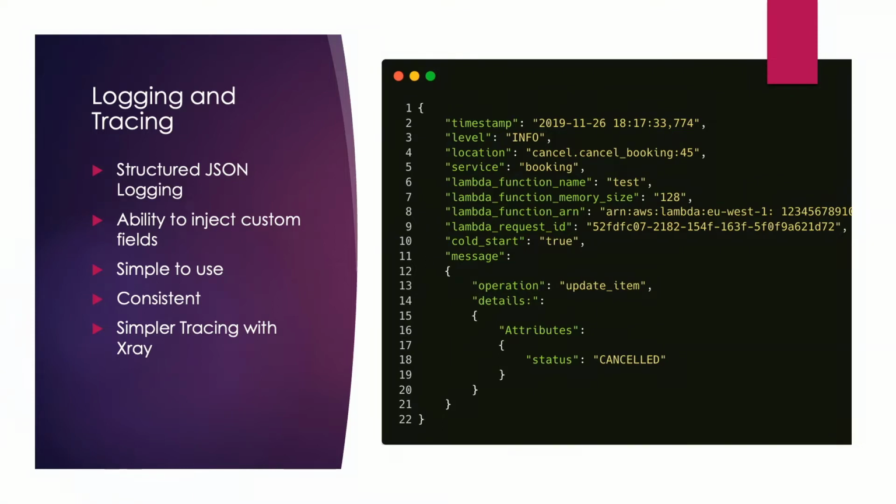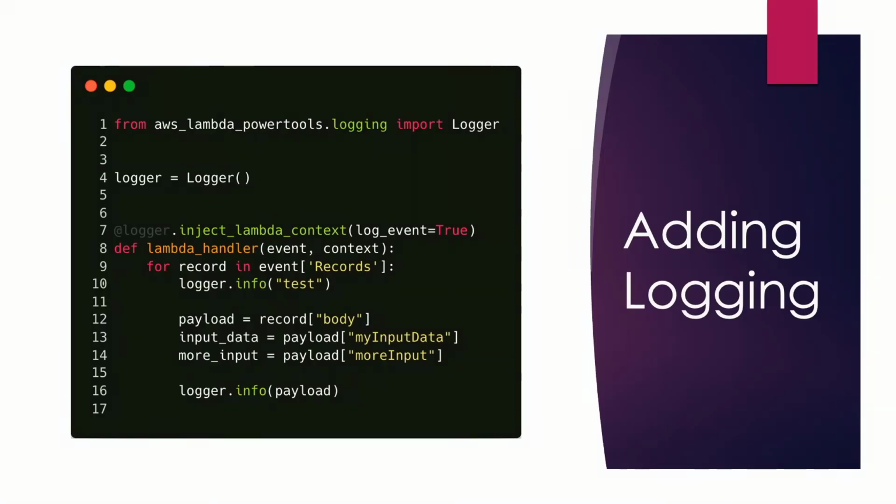Out of the box, this is what PowerTools gives you. Zero work, two lines of code, three lines of code. Ability to inject custom fields, simple to use, consistent, and it's really simple to get X-Ray tracing working. X-Ray tracing is getting tracing working with X-Ray, getting subsegments and all the things. You've got to work through the SDK. Adding logging is really, really simple. Import it, create it, add a decorator.